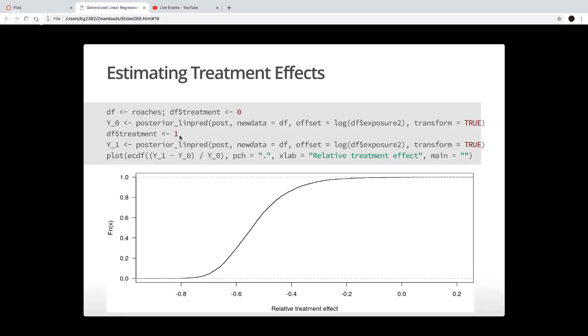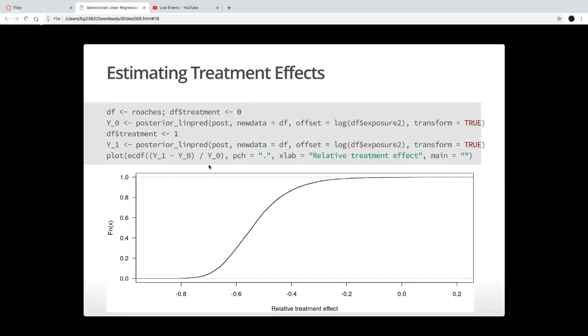Then we change treatment to 1, which is to say hypothetically now make all the apartment buildings treated. They get the new experimental treatment. Do the same thing, except now we've changed treatment from 0 to 1. And now we get these matrices, which are S by N, for what we would predict the expected number of roaches to be under treatment and under control, even though these are both hypotheticals. And so we specify new data in order to reflect that, but that's totally fine.